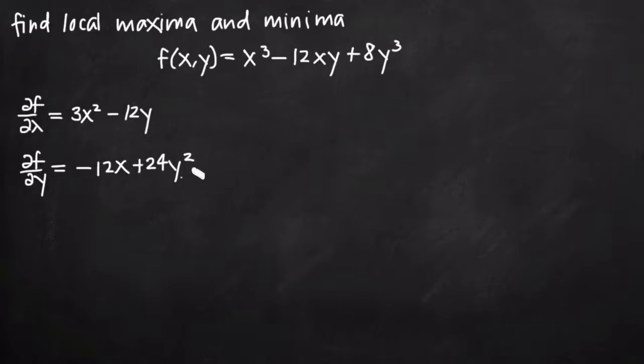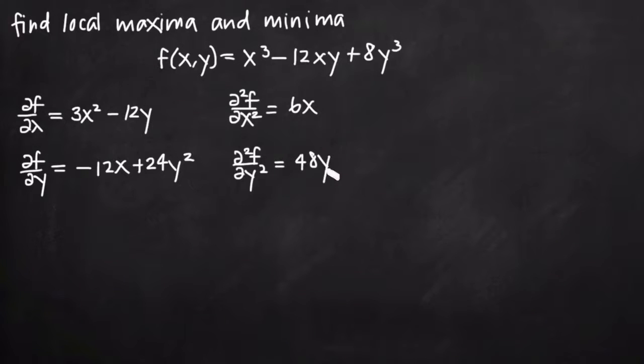Now I want to go ahead and take my second order partial derivatives. So to do that, I'm going to say the second order partial derivative of f with respect to x. Remember, we take the partial derivative of this again with respect to x. That's going to give me 6x. My negative 12y is going to drop away. If I take the second order partial derivative of f with respect to y, my negative 12x will drop away because there's no y variable involved, and here I'll end up with 48y.